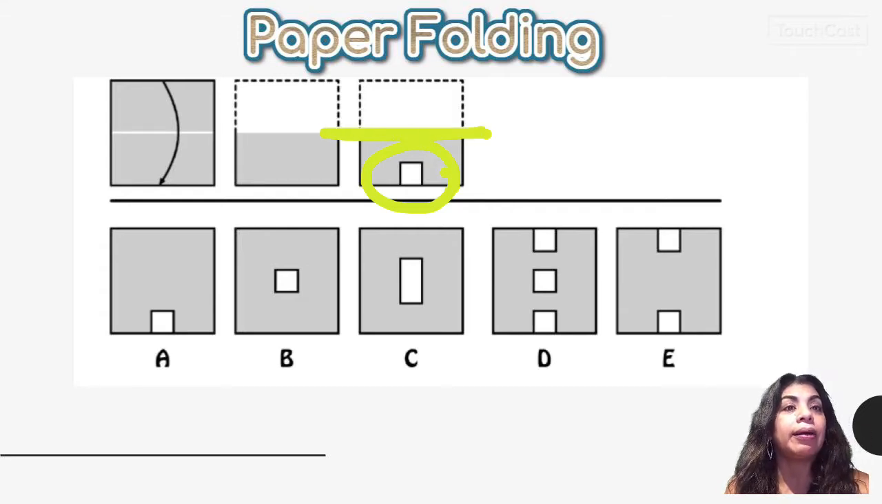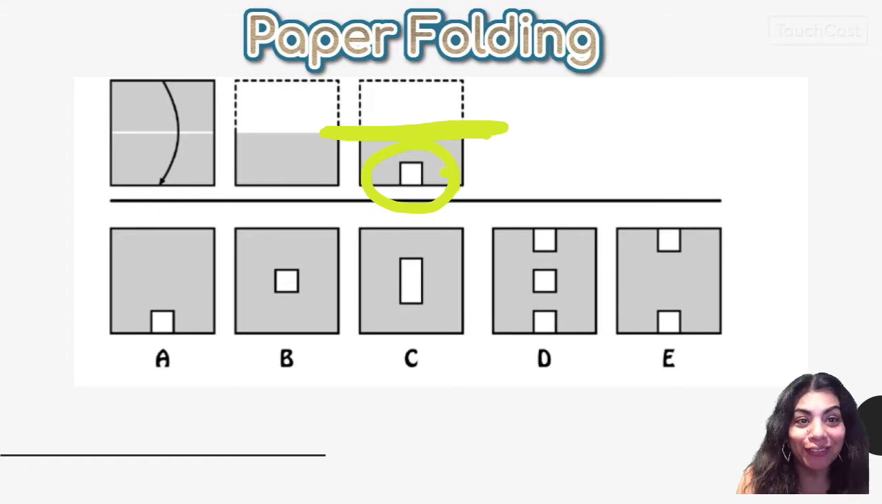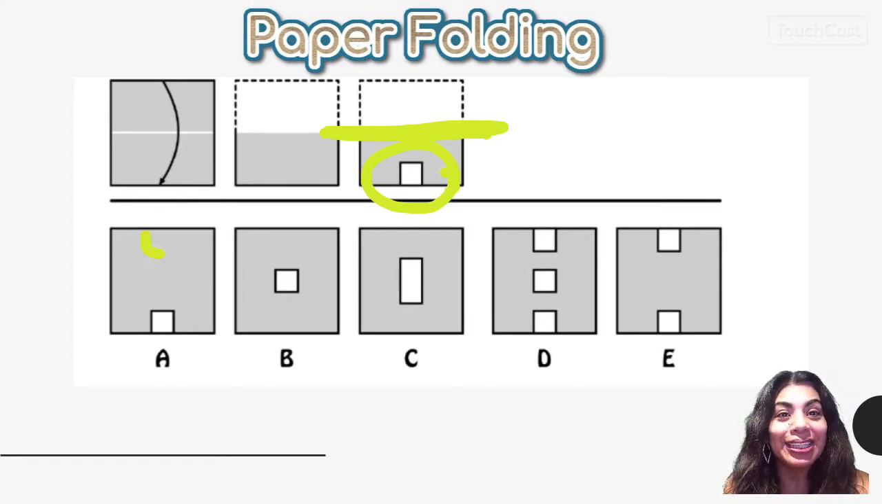So this part right here is a fold. And so we're looking at, this one can be the answer. You know why? Because they cut both of the layers, right? And so it would need to have a cut. This one is in the center. No, that's not going to work.